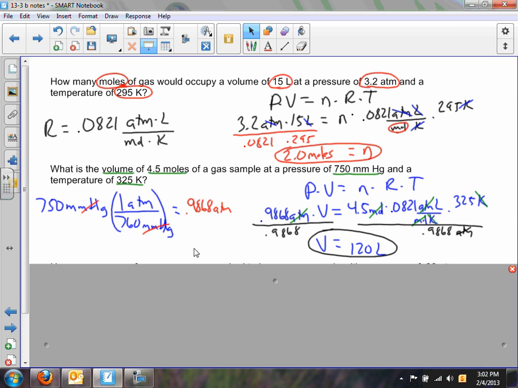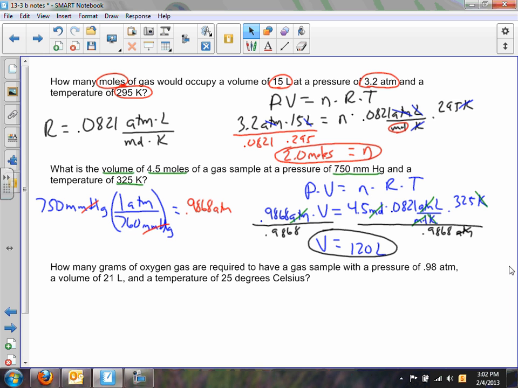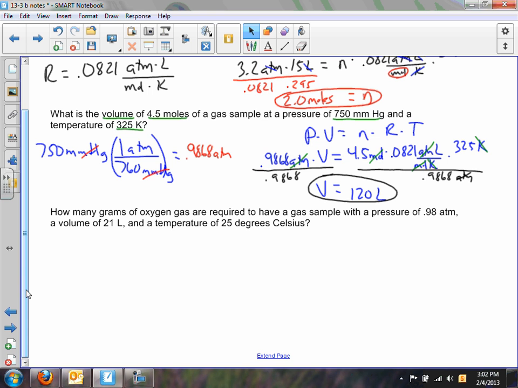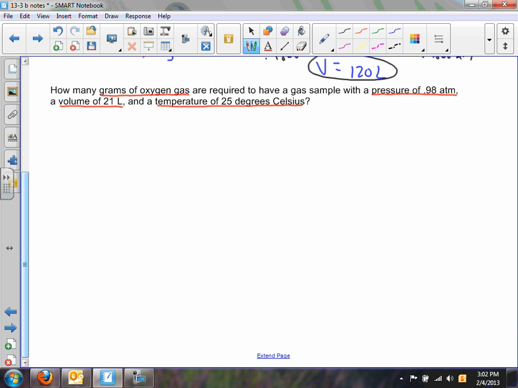And one more to try. How many grams of oxygen are required? Well, in this case, what am I given? I'm given grams, or at least I want to find that. I'm given a pressure of 0.98. I'm given a volume of 21 liters and a temperature of 25 Celsius. So I'm only given one set of numbers, which means I need to use the ideal gas equation. P times V equals N times R times T.